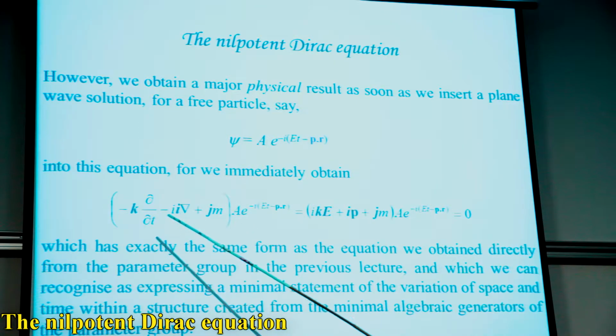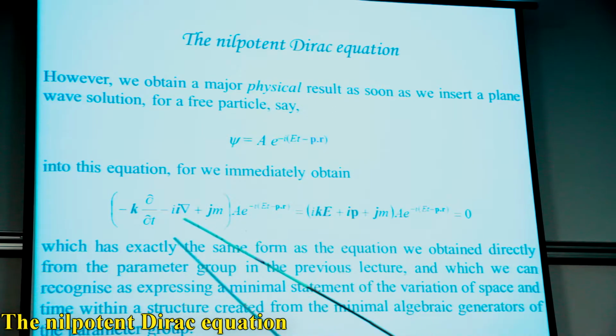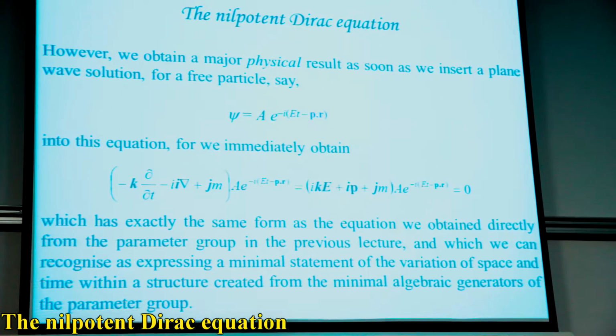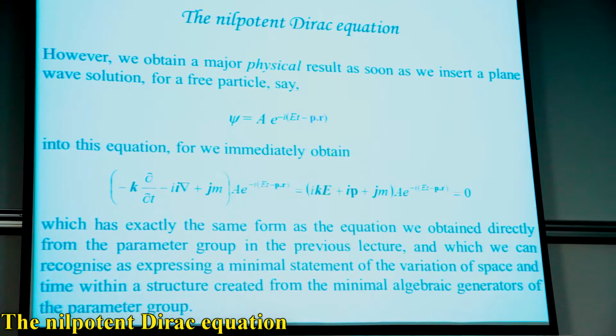And if we now substitute it into the equation we had, and then apply this differential to this object, the amplitude term remaining unchanged, differentiating that e will give us this term in front. So that's what we will get. We will get that equation. And this is exactly the equation that we got directly from the parameter group. So now we are back to that point where we wanted to be. What we now see is that this is really, as we said on that occasion, the minimal statement of the variation of space and time within a structure from the minimal algebraic generators we could get from the parameter group.